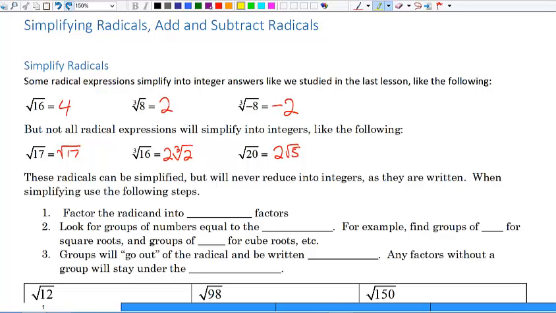When we are simplifying, I want you to use the following steps. Factor its radicand into its prime factors. Then I want you to look for groups of numbers equal to the index. For example, find groups of 2 for square roots and groups of 3 for cube roots, and so on and so forth. Groups will go out of the radical and be written once per group on the outside of the radical. Any factors without a group will stay under the radical. Let's practice.